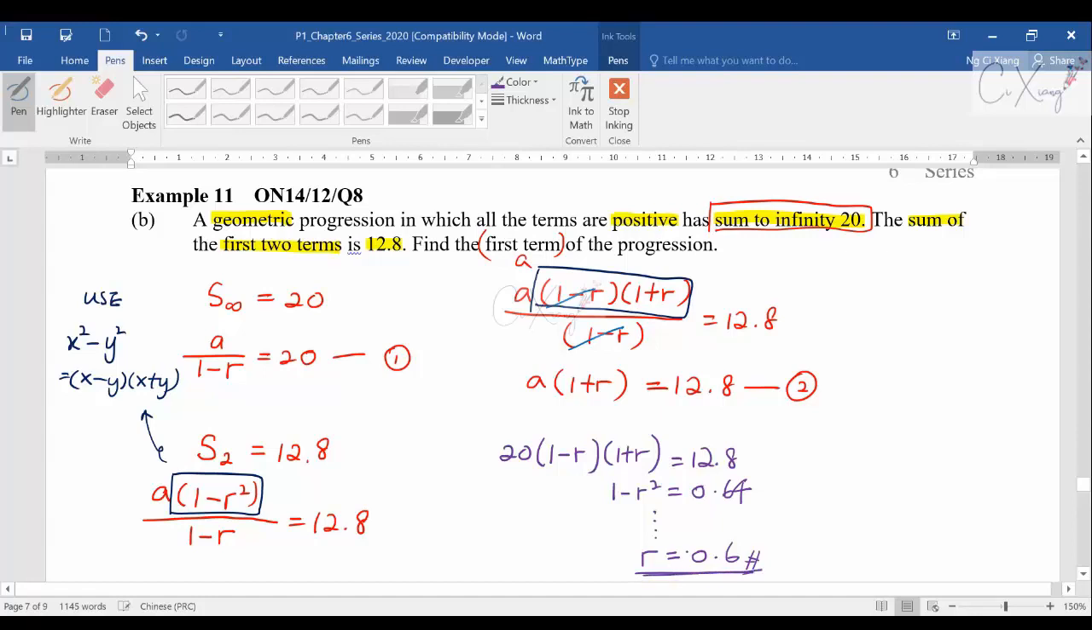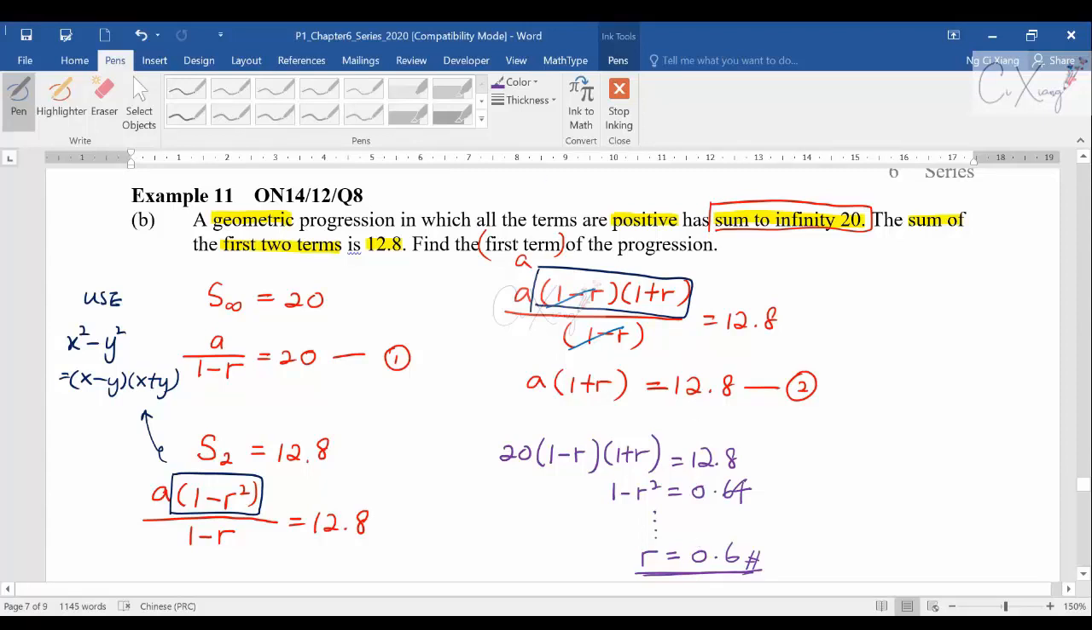Alright, so we know R equals negative 0.6 because here, again, in the question, they tell you that all terms are positive. Only if your R is positive are all terms positive. If your R is negative, then it will become one term positive, one term negative alternately. So that's why we straight away ignore R equals negative 0.6.